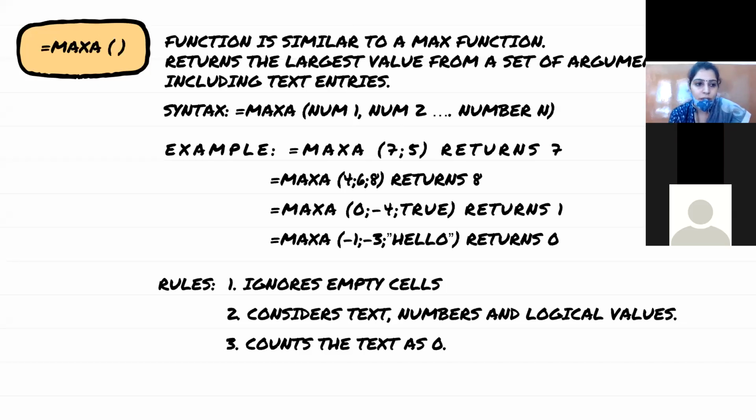Similarly, like COUNT and COUNTA, in COUNTA the text values will get included. In the same way, in MAXA the text values will get included. Right? It will ignore the empty cells. It will consider the text as 0, and it will consider text, number, and logical values, all of them. Clear? So the value will be 0 in this case.